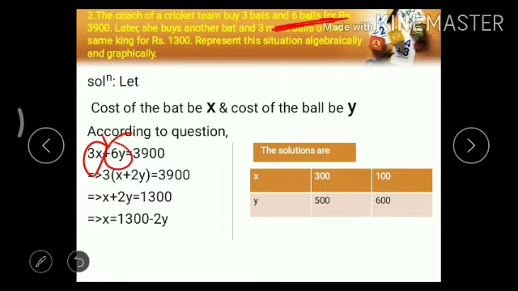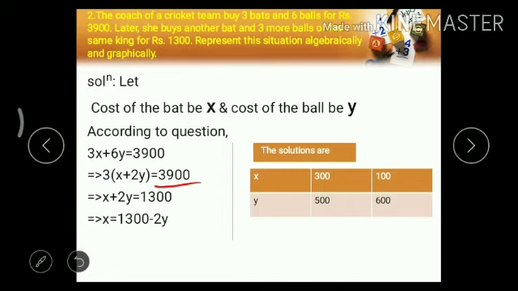Here it is said the cost of 3 bats and 6 balls is rupees 3900. It means the sum of the cost of 3 bats and 6 balls is 3900. That is what we have written according to the question: 3x plus 6y is equal to 3900. Now this can be made simpler. We have taken 3 common, so inside the bracket x plus 2y, and 3900 as it is.